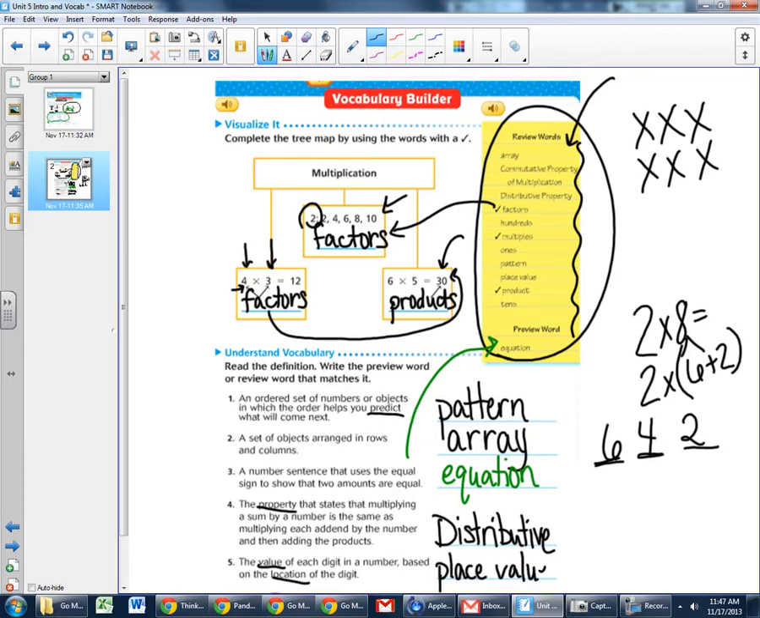Please make sure that you have this page filled in, and we will remember to go back and use this vocabulary page further in the chapter. If you forget what one of these means, you can always go to the e-glossary in Think Central. If you log in and look at your tools, you have one called e-glossary that you can look up any of these words again.